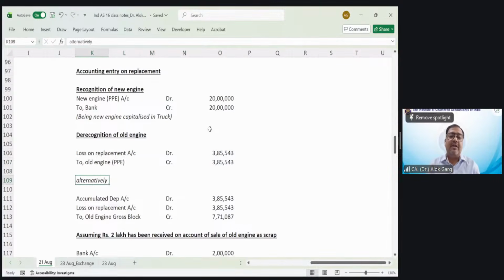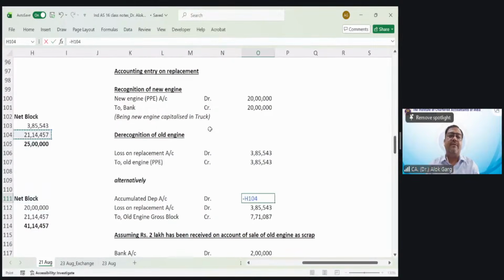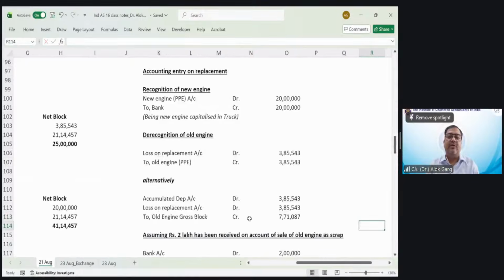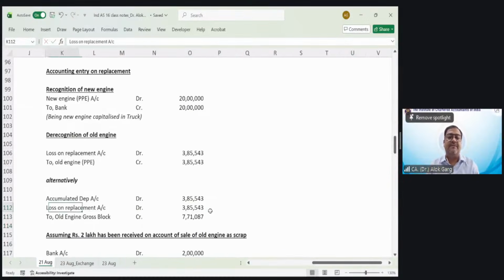Alternatively, what accounting entry will I pass? I'll pass accumulated depreciation account debit, because it is a credit balance, so you will debit it. Old engine gross block credit, and then your loss on replacement account debit. Friends, any challenge, any problem in these accounting entries? So this WDV of the old engine goes to the loss on replacement account, P&L.